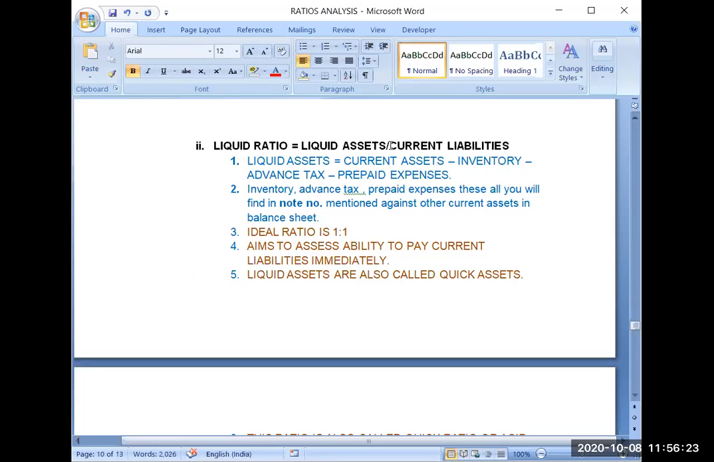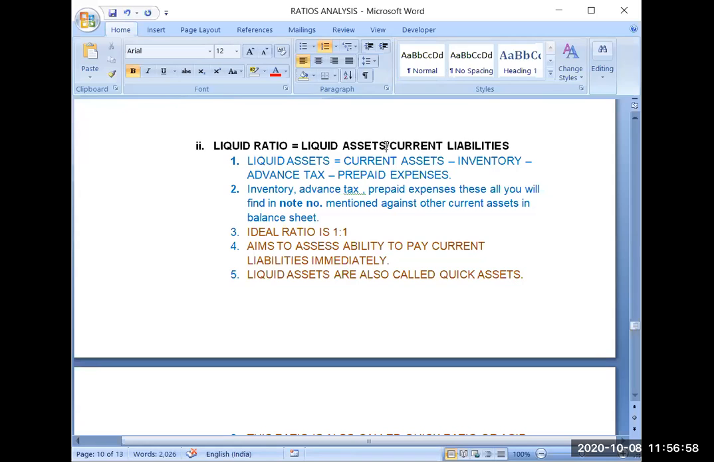Now, the first concept you should know is the meaning of liquid assets. Last year also you studied the meaning of liquid assets. They are the assets which can be converted into cash fast, very fast. Cash is also a liquid asset, it is in the form of cash only. Then bank account, then your debtors. Such current assets are termed as liquid assets because you can convert them into cash fast.